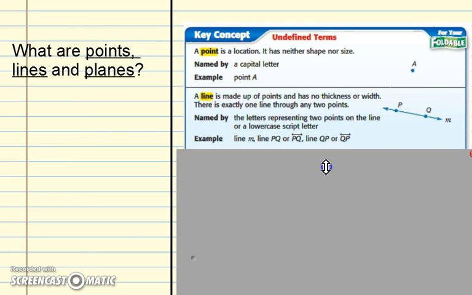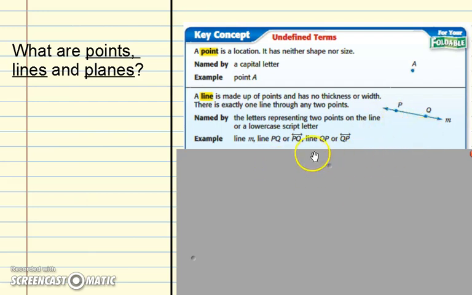Then a line. A line is made up of points and has no thickness or width. There is exactly one line through any 2 points. And then we can name lines based on the points that they have on their line, or by a lowercase letter. So, we could call this line right here line M. We could call it line PQ because those are 2 points on the line.